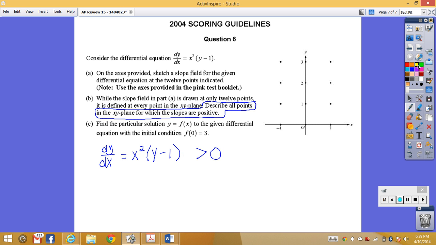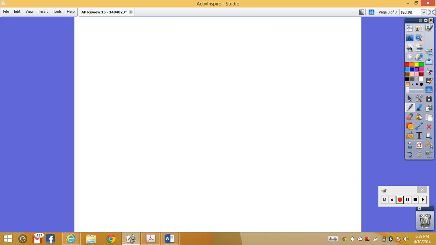Well, let's think about the fact that this piece is always positive, so we don't need to worry about it. So therefore, you're only looking at y minus 1 greater than 0, y is greater than 1. Those points where your y value is greater than 1, that would be where the slope field has positive slopes. That's the only piece I wanted to do with that guy. I think that's it.